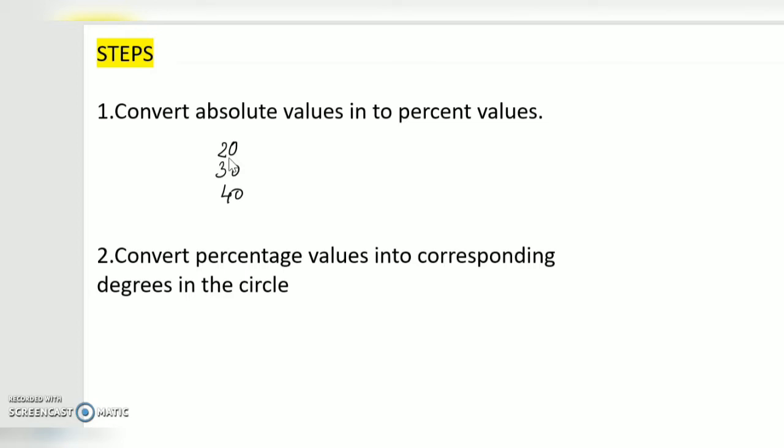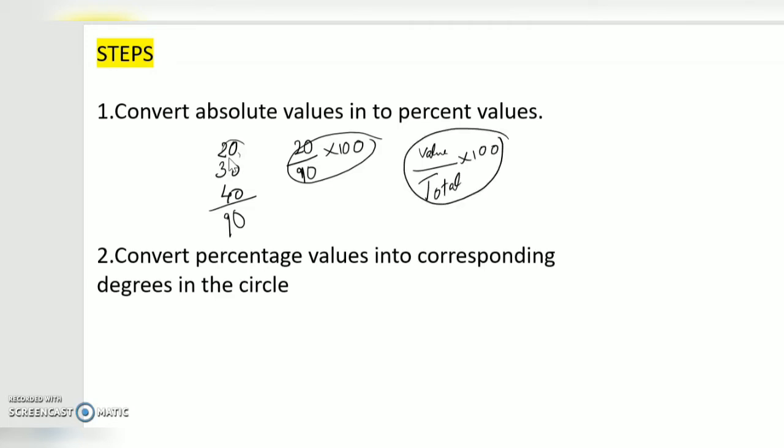Here I will explain it once again. Here the first value is 20. How can we convert this value into percentage? First we have to find out the total. The total is 90. So the percentage value is the absolute value divided by the total, into 100. This is the formula for finding the percentage value. Remember this formula, and according to this you can convert all values into percentage.